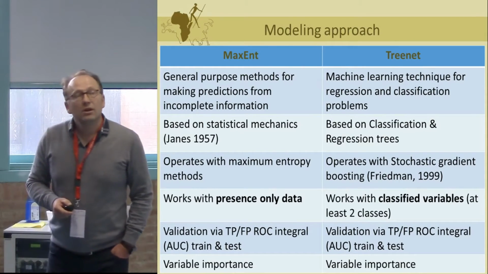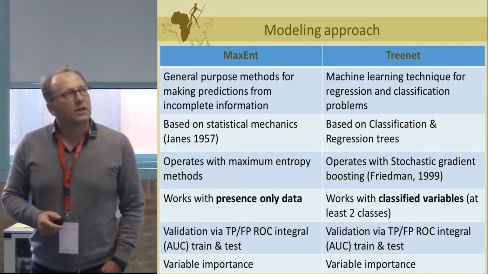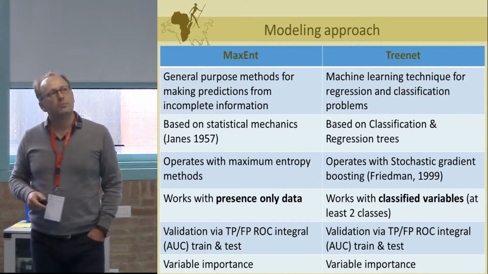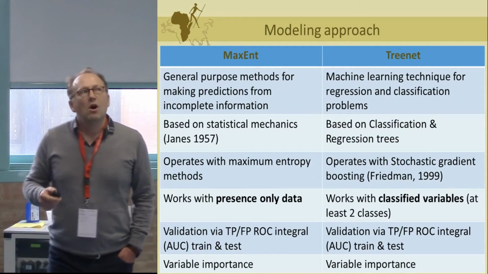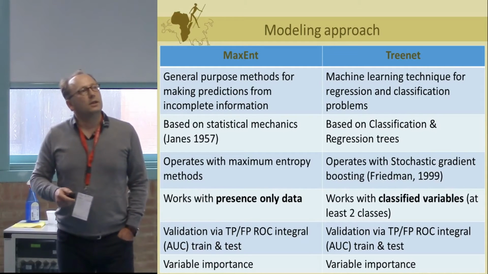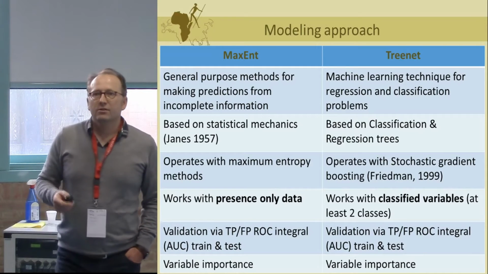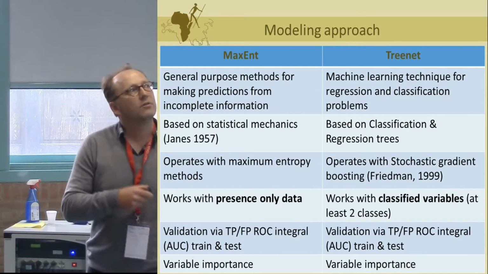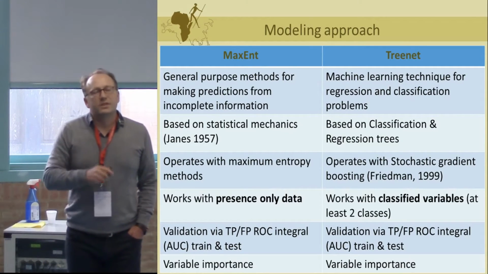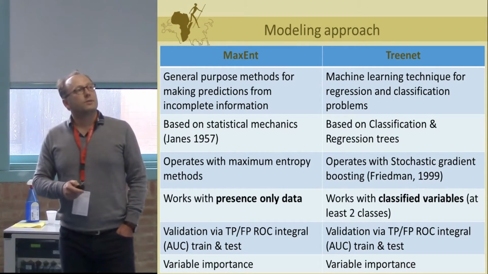The validation of these models is done with the so-called ROC integral, receiver operator curve integral, or the area under the curve. I will show it later on. So this is a measure of the performance of the model. And in the end, we also get the variable importances. That is really interesting because with the variable importance, we can also get information about the different site selection criteria and which of these are more preferred than others.